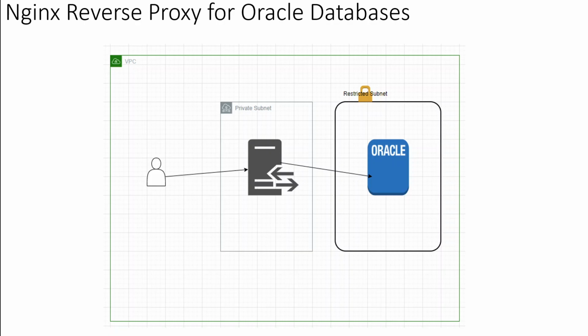So the end users, if they want to connect to the database in the restricted subnet, first get connected to this reverse proxy, which is in the private subnet, and then this reverse proxy reverses that connection to the database. Now, this reverse proxy, we are using Nginx. There are also other products, but Nginx is very lightweight and fast and really facilitates the concurrency of the connections.